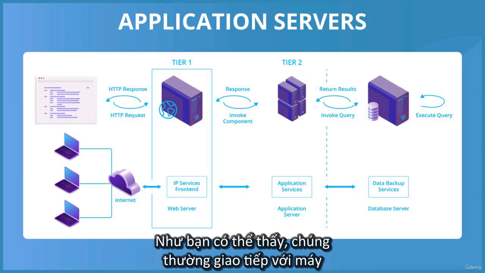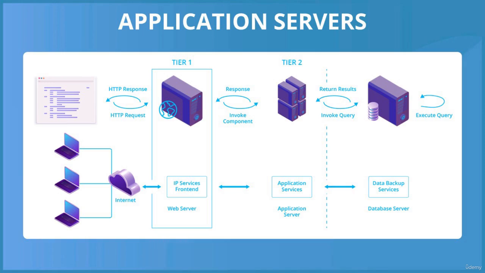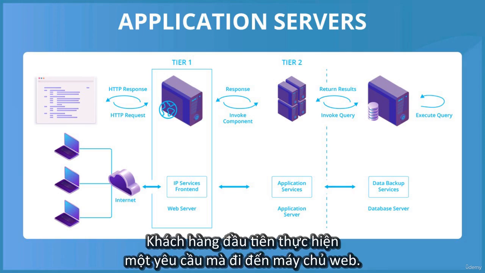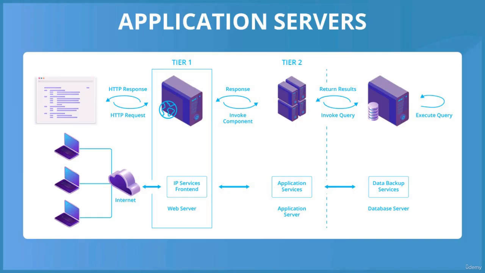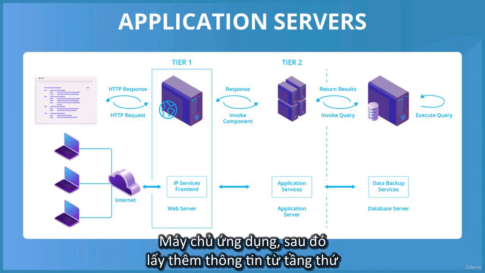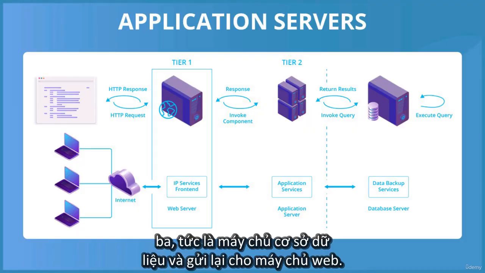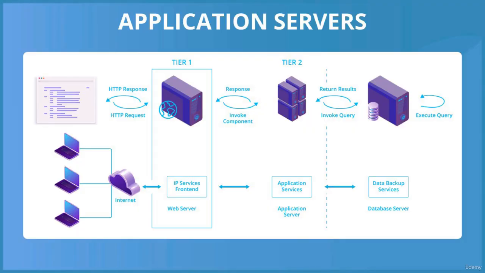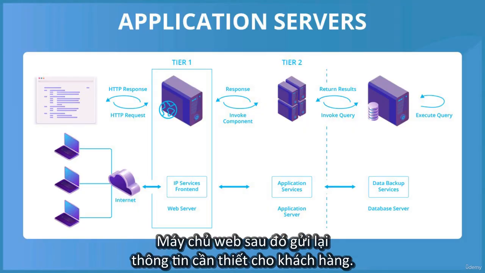So as you can see, they usually communicate with a web server for serving any request that is coming from clients. The client first makes a request, which goes to the web server. The web server then sends it to the middle tier, the application server, which then further gets the information from the third tier, which is the database server, and sends it back to the web server. The web server further sends back the required information to the client.